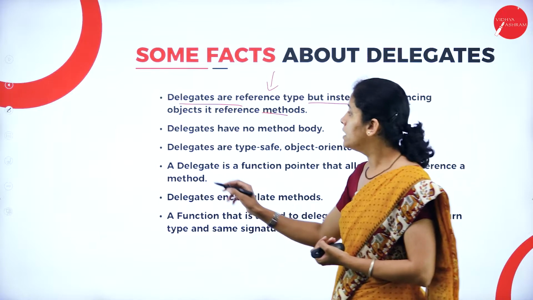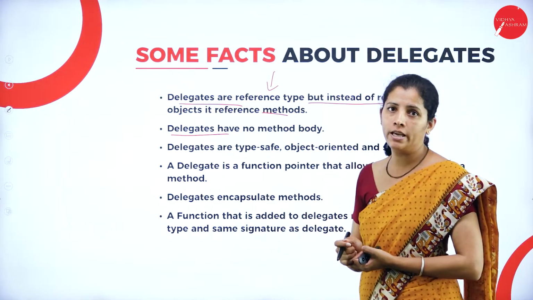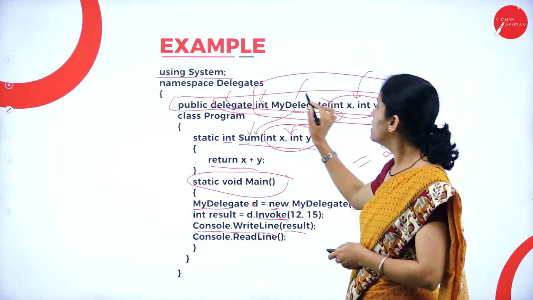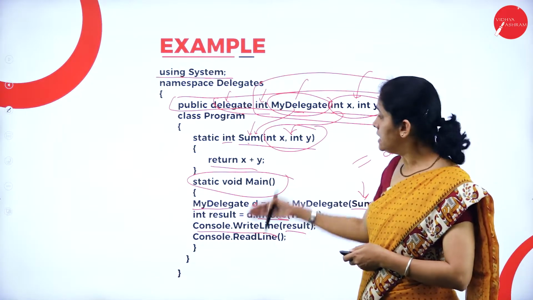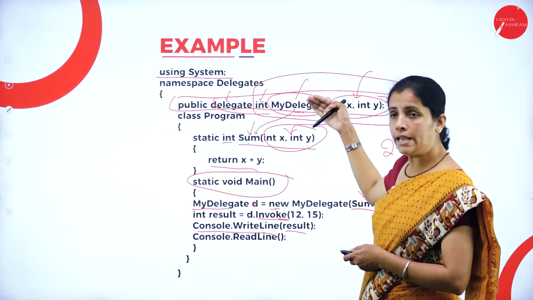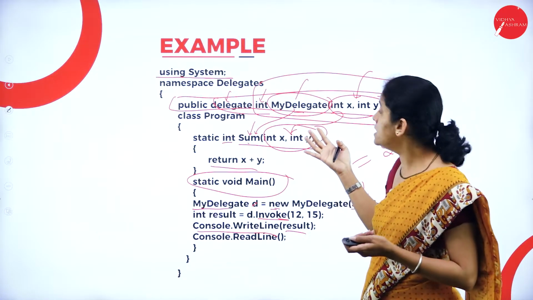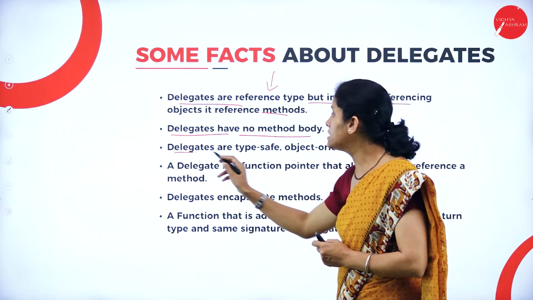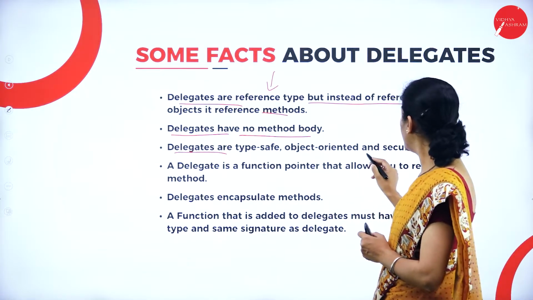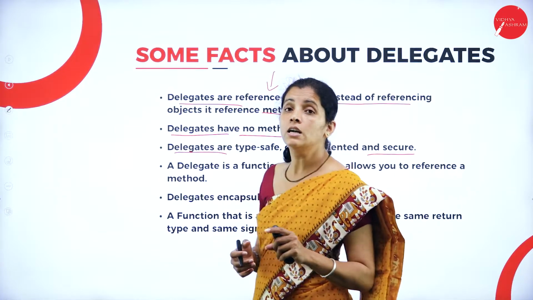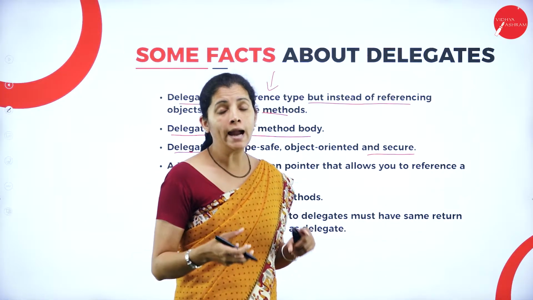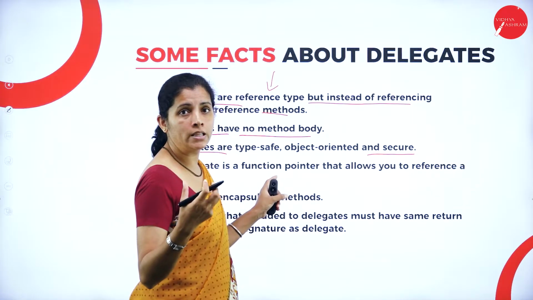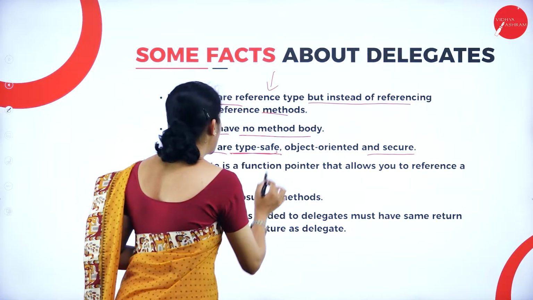Okay, fine. Now, delegates have no method body. See here, if I consider this example, I created the delegate of the type MyDelegate. Now tell me, is there any body of the MyDelegate? No. Now what is the conclusion? A delegate does not have any method body. Delegates are type safe, object oriented and secure. So here delegates are secure and it is an object oriented concept, and all the types are checked during the runtime. That is called type safe.